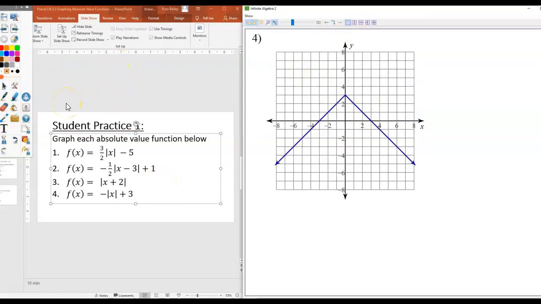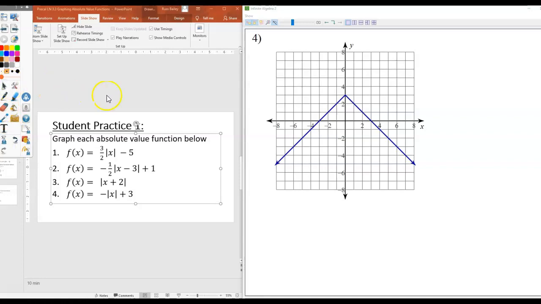We had some missing numbers. We didn't have the a or the h. And so in that case, if you wanted to fill them in, it would look like that. And my vertex would be (0, 3), which is right there. Slope is -1, so I would go down 1, right 1, down 1, left 1. Our graph would look like that upside down V there. Okay. So there are the solutions for student practice.